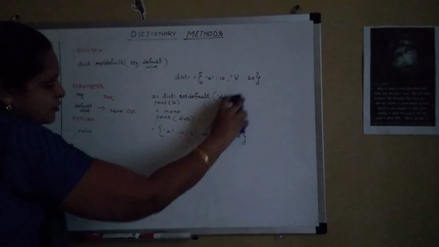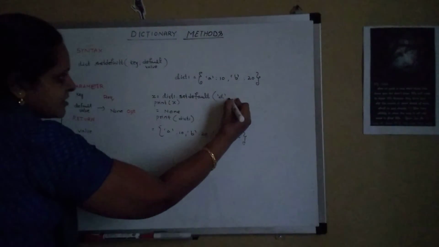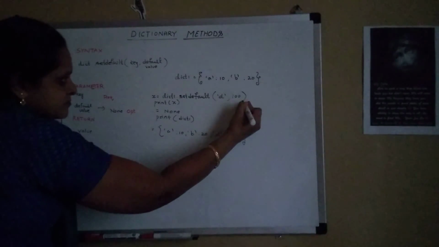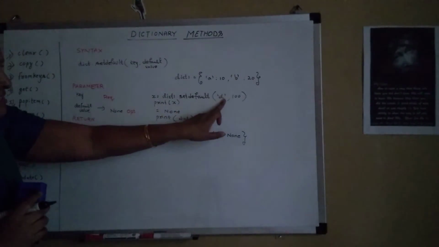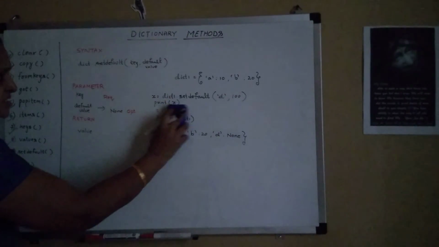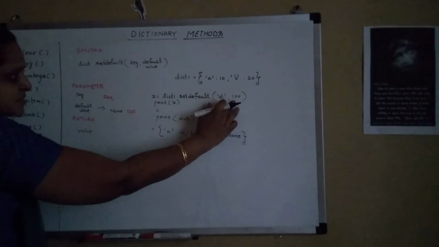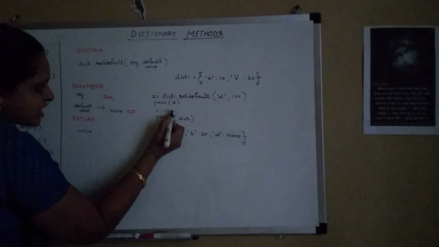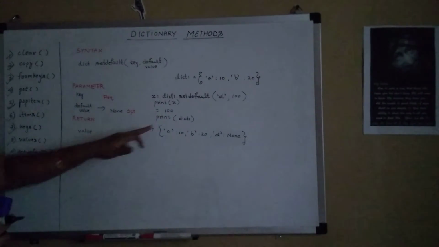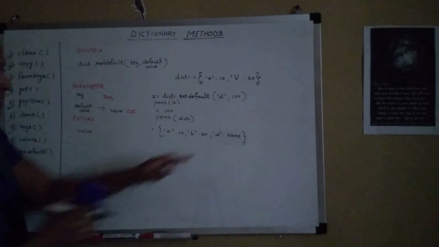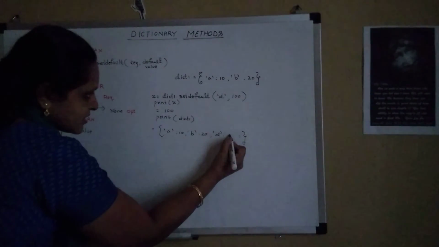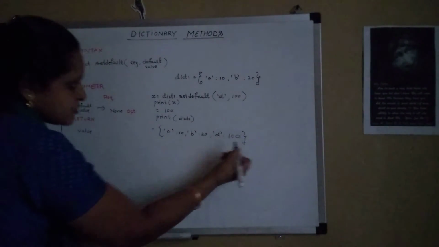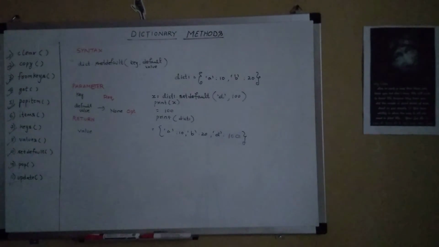Now if I give a value over here for the D key, if I specify 100, then when I say print X, it will print the value for this key, that is 100. So instead of None, since we have specified the value, it will print the value 100. And now if I print the dictionary, it will add the value 100 into the dictionary. So this is how the setdefault works.